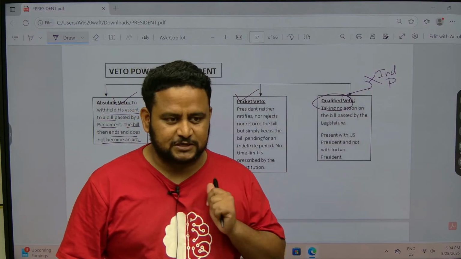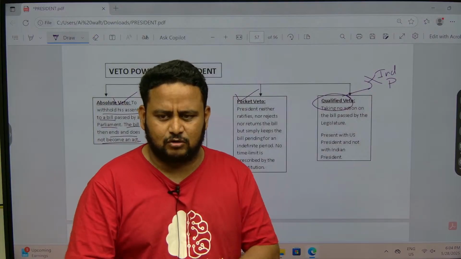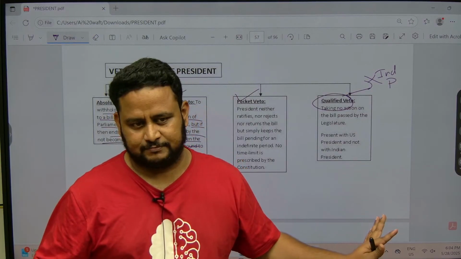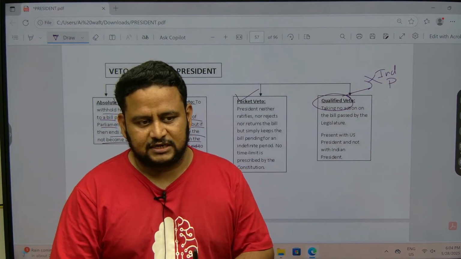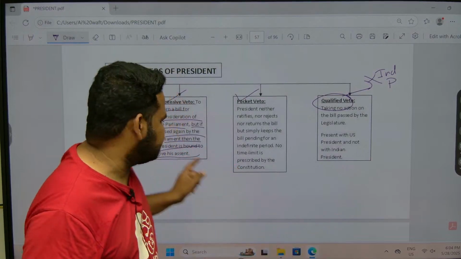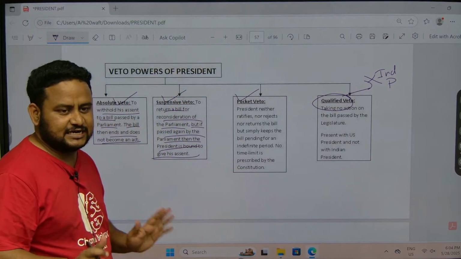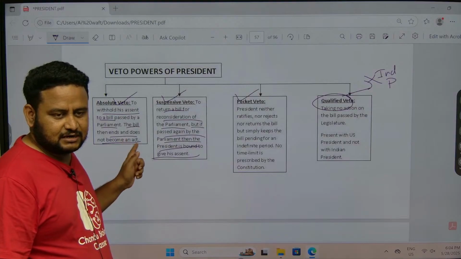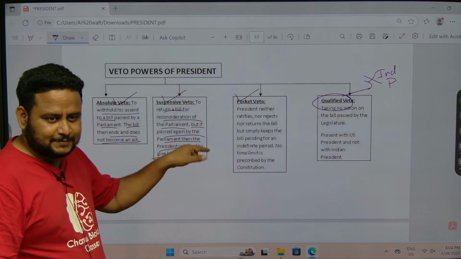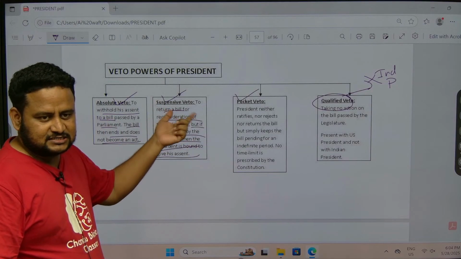That is suspensive veto. Absolute veto: he will completely say no, I will not sign. That is absolute veto, that is withholding the assent to the bill. Withholding means he is not signing at all. Withholding the assent whenever it comes is absolute veto. Sending it back for reconsideration is suspensive veto.